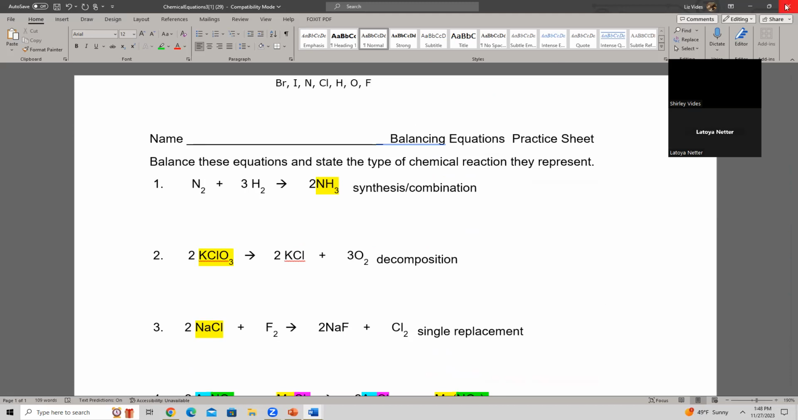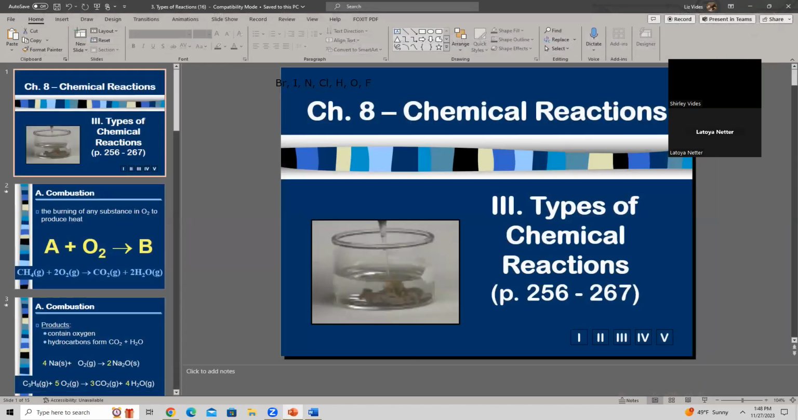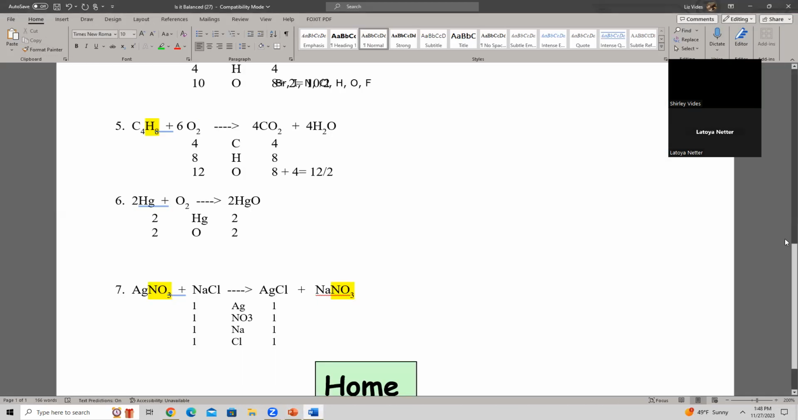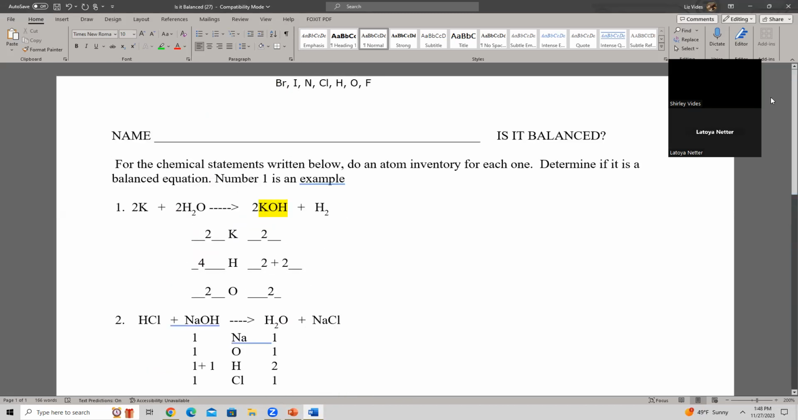All right, so that one's done. Now let's get the next one, the one we did in the other method. All right, so what's going on in this one? And this is a synthesis.